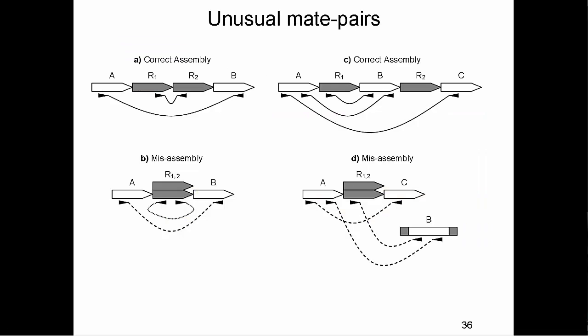Additional consistency constraints are provided by mate pair information. Several scenarios are shown on the screen with the correct assembly on the top and the incorrect one on the bottom. The mate pairs represented with dashed lines are inconsistent with the expected size or orientation.